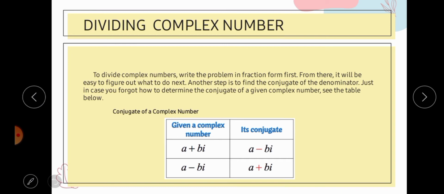Dividing complex numbers. To divide complex numbers, write the problem in fraction form first. From there, it will be easy to figure out what to do next. Another step is to find the conjugate of the denominator. Just in case you forgot how to determine the conjugate of a given complex number, see the table below. Conjugate of a complex number. Given a number a plus bi, its conjugate is a minus bi. A minus bi, its conjugate is a plus bi.